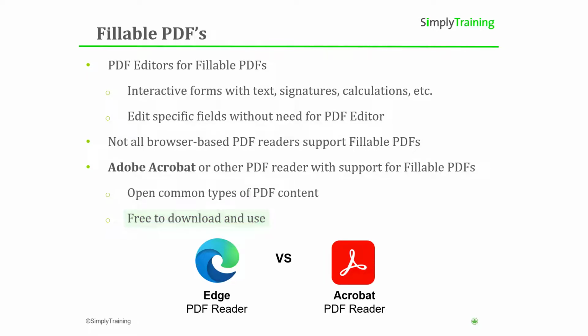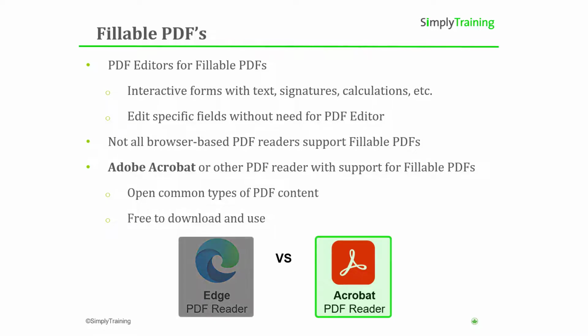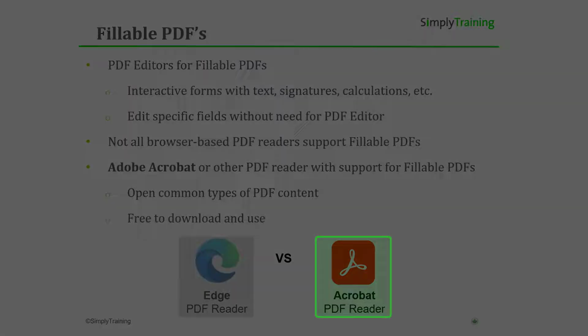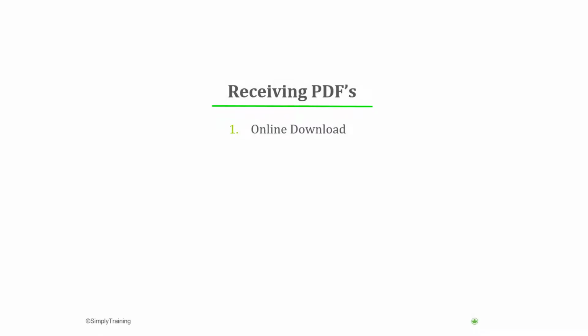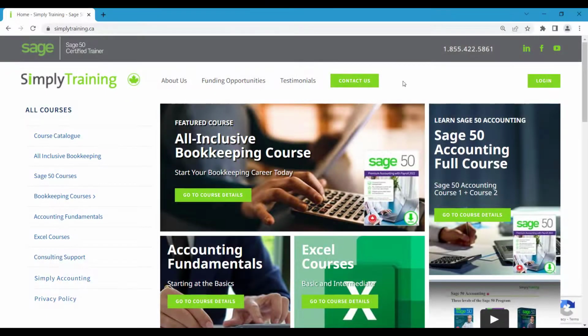It is recommended to use a robust PDF reader like Acrobat that supports all types of PDFs instead of your browser's default reader. Let's try two methods of opening and editing fillable PDFs and saving them to our device. Generally, PDFs are received as either an online download or as an email attachment. Let's start by downloading and editing a fillable PDF from an online download.